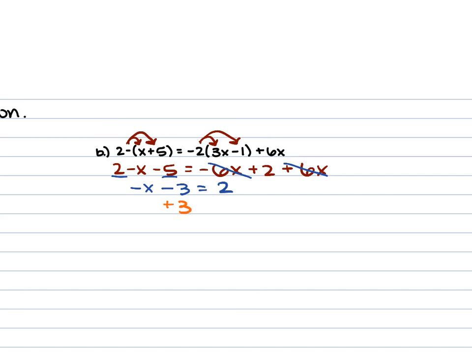I'm going to move that 3 over by adding it to both sides. So I have negative x is equal to 5. And then we just divide each side by negative 1. And x is equal to negative 5.